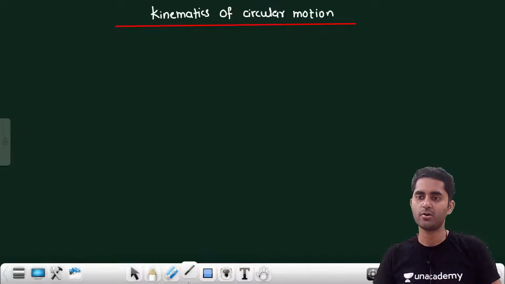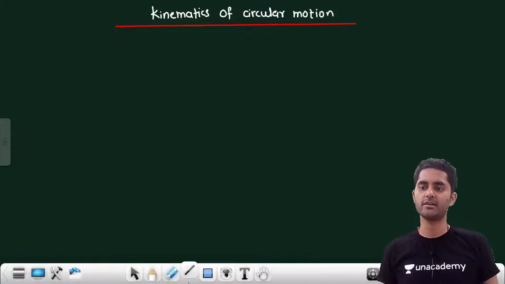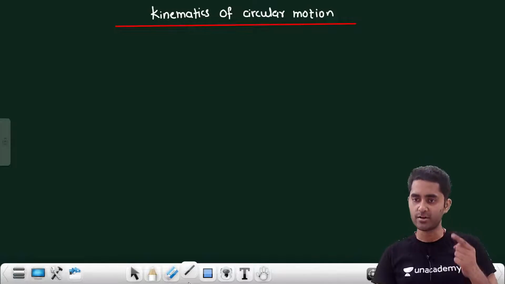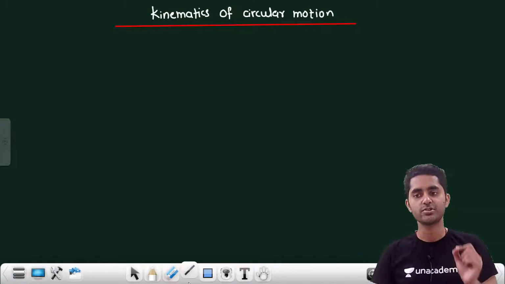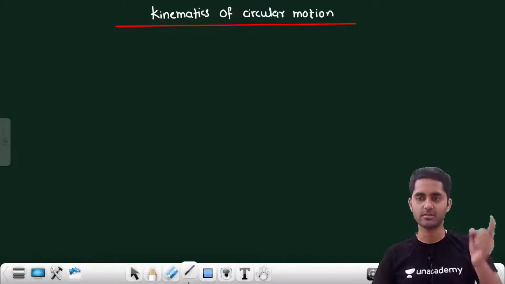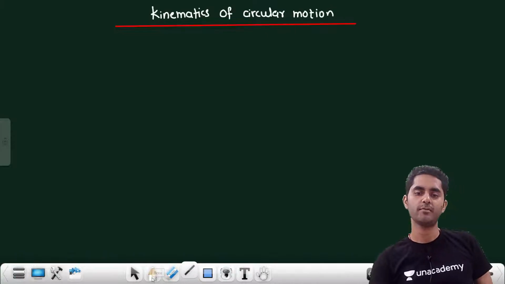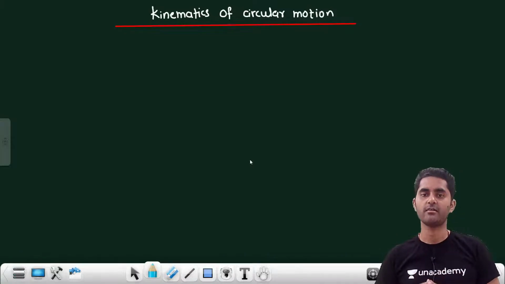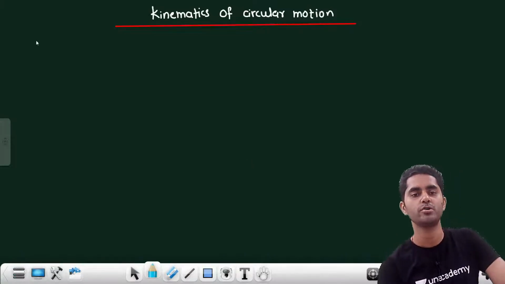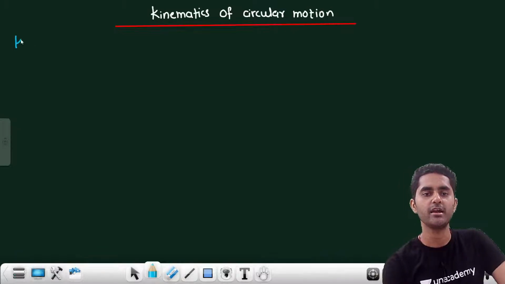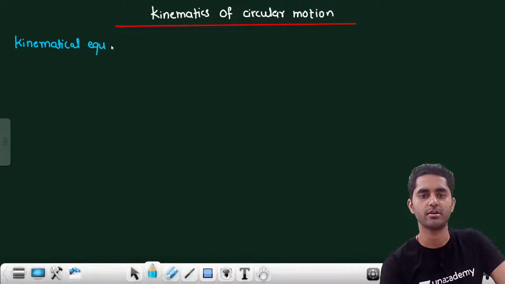First, let me tell you what the meaning of kinematics is. Circular motion we have already discussed. We all know that in circular motion there is a force called centripetal force which is responsible for circular motion. In this case we are going to discuss kinematics. We have already discussed certain angular quantities and we'll have some relations, and today we are going to talk about kinematical equations of circular motion.